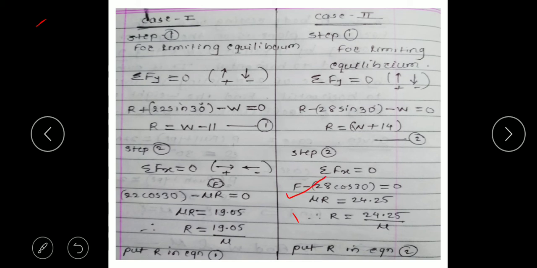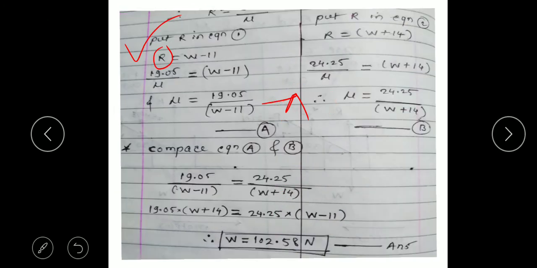equal to 24.25. So again rearrange the equation in the form of R. So R is equal to 24.25 divided by mu. Put the R in equation 2. Again the same, we are going to put this R value into the equation number 2, and then we will get this equation.